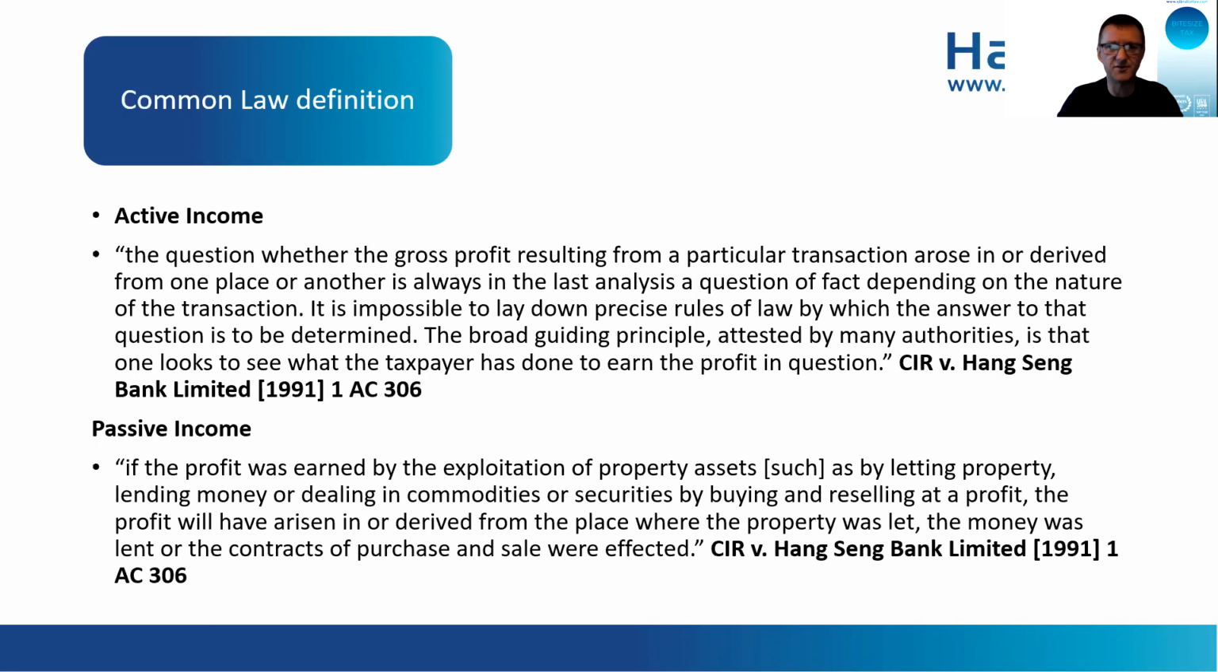Now, obviously, for those of us who are not lawyers, the fact that he says precise rules of law cannot be laid down, and it's impossible, is sort of like, oh, lawyers, again, lots of woolly words. But it's important that we understand that courts cannot make rules which cover every single possible scenario in business. So instead, they give us a general principle that we can then apply. And the general principle is just look at what's happened and where it has happened. What has been done? That is the active element of the transaction.